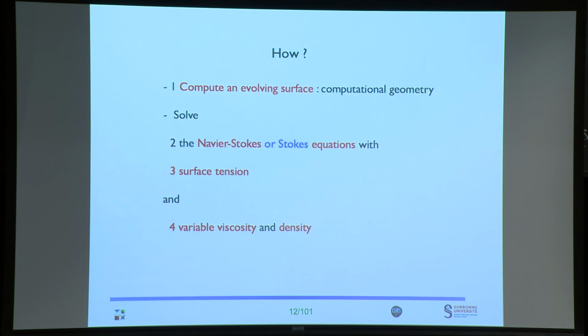So how do we do it? Well, there are several steps. This is a set of methods that many people, including some who are here, have developed in various ways. The first step is geometry, then Navier-Stokes equations, surface tension, and finally variable viscosity and density.